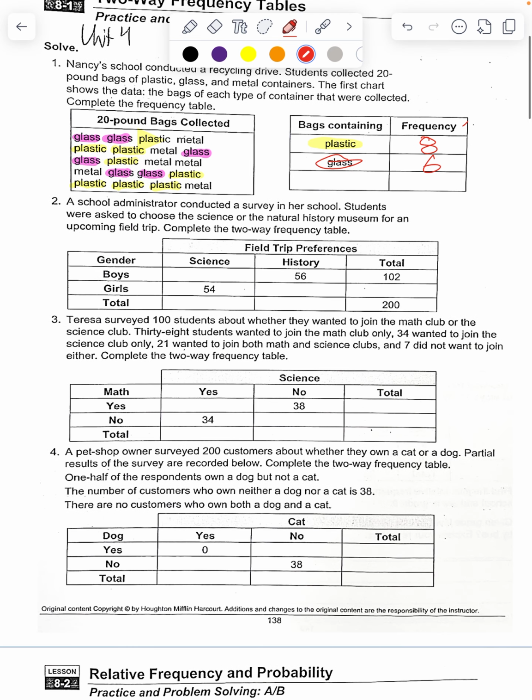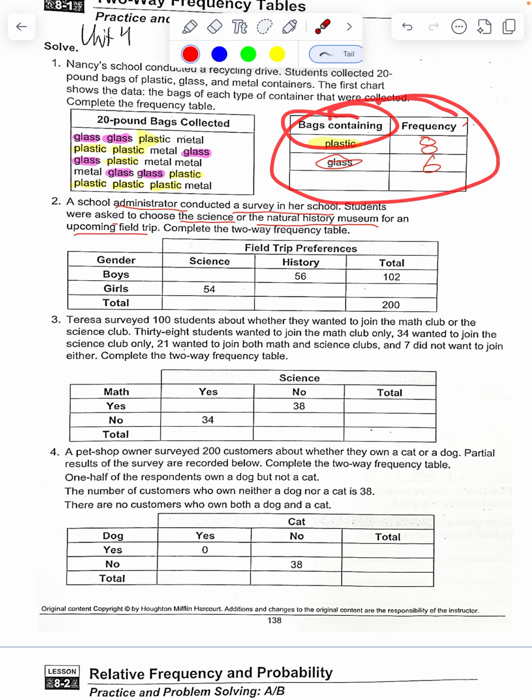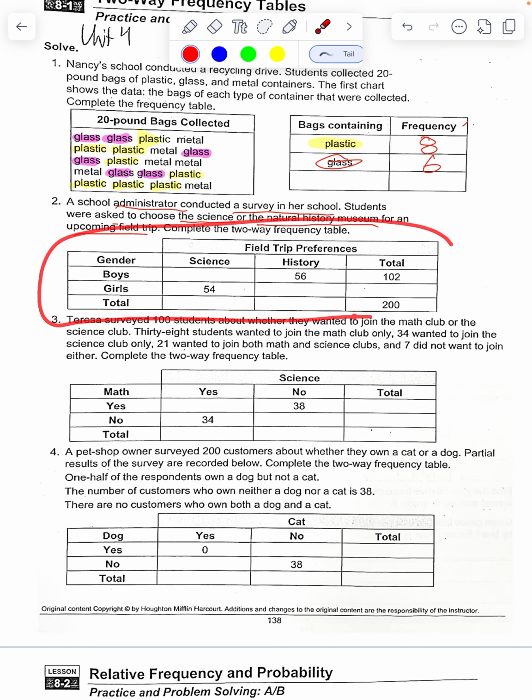Number 2. A school administrator conducted a survey in her school. Students were asked to choose the science or the natural history museum for the field trip. Complete a two-way frequency table. Okay, what is a two-way frequency table? The first chart is one way. The bag of container is plastic or glass. The second question, we have two-way.